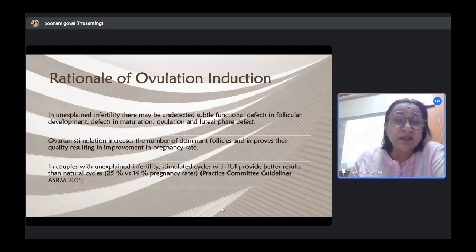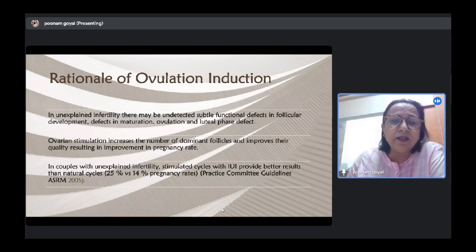The rationale of ovulation induction: in unexplained infertility, there may be undetected subtle functional defects in the follicular development, defects in maturation, ovulation, and luteal phase defects. Ovarian stimulation increases the number of dominant follicles and improves their quality, resulting in improvement in the pregnancy rate. That is why we are giving ovulation induction. In couples with unexplained infertility, the stimulated IUI cycles provide better results than the natural cycle IUI, that is 25% versus 14% pregnancy rate.